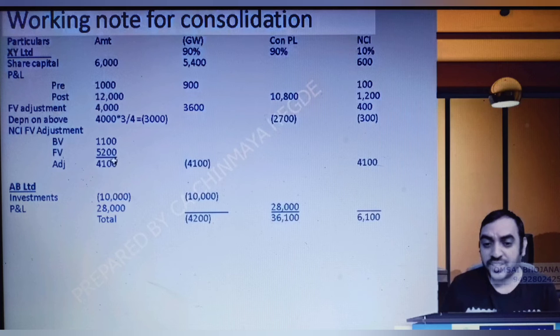Share capital, only holding company, 30,000. Other equity as per working note. NCI as per working note. Trade payables, we have 11,000 plus 3,000. Okay, so see if you are able to do it till here. If you have any doubts, please let me know.